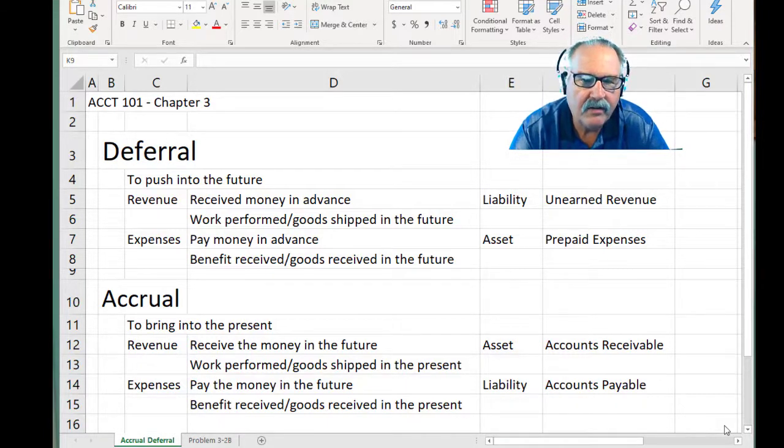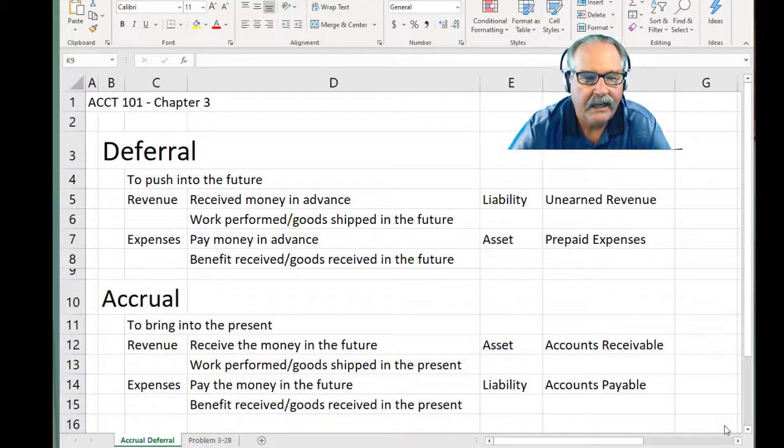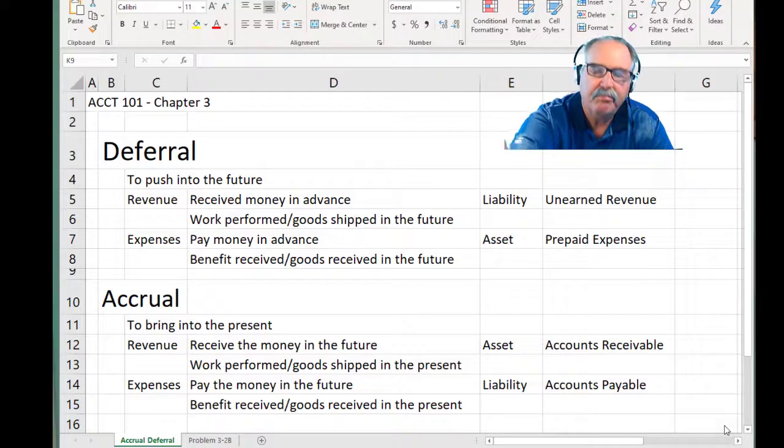But everything is based on these two concepts of deferral and accrual. Deferral means to push into the future, and accrual means to bring it into the present. Okay, so if you defer something, it means you're pushing it out. If you accrue something, it means you're pulling it in.